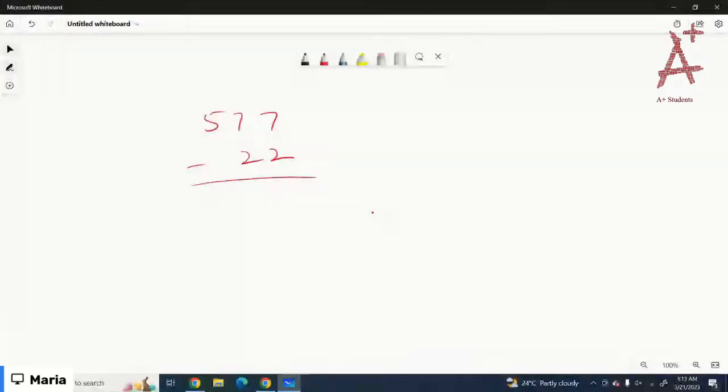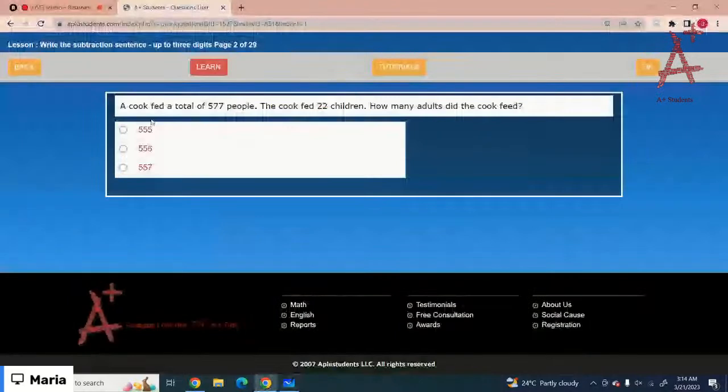Subtract the children out of the total. Got it? That means the rest of them are the adults. 7 minus 2 is 5, 7 minus 2 is 5 and 5. That means out of 577, 22 are the children and the rest, 555, are the adults. Got it? So the correct option is 555. Option number 1 is the correct option.